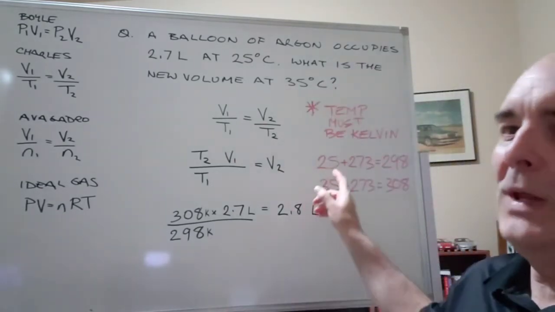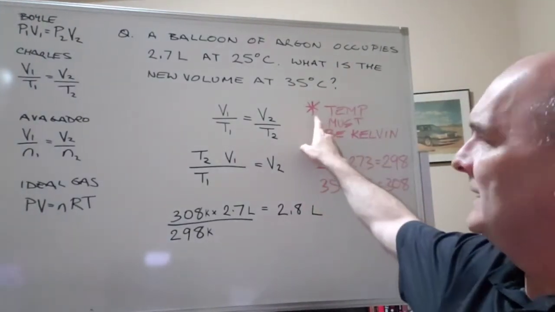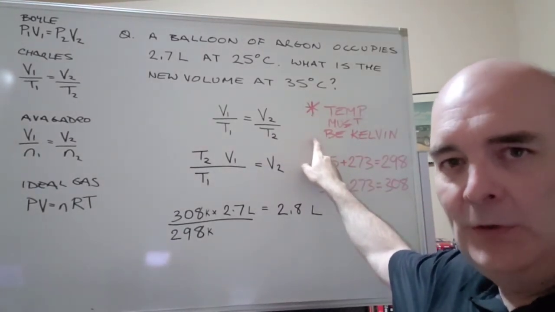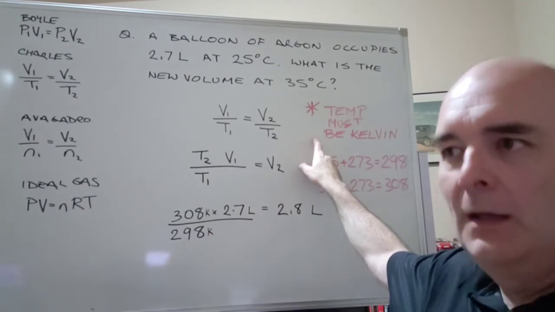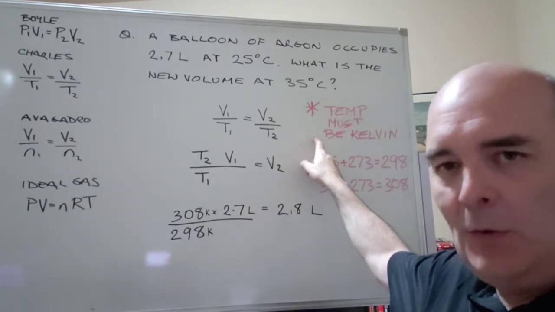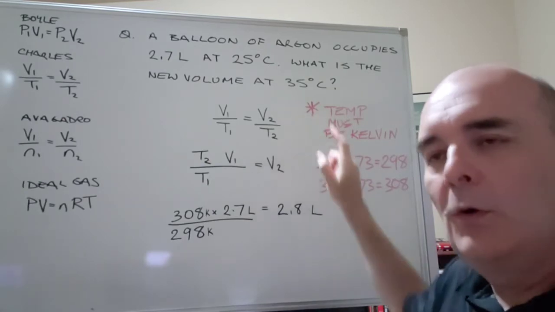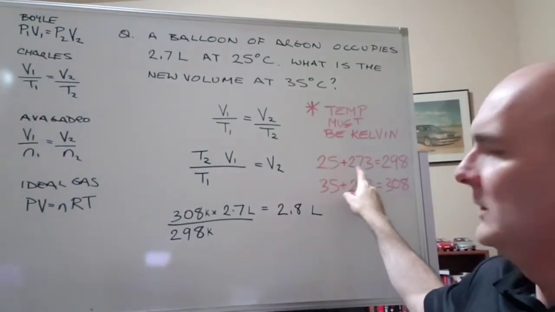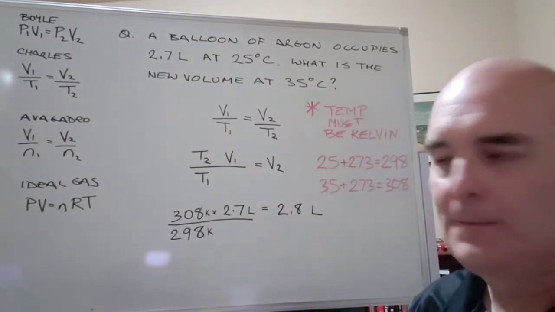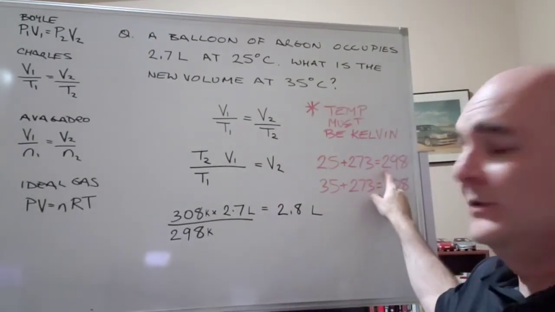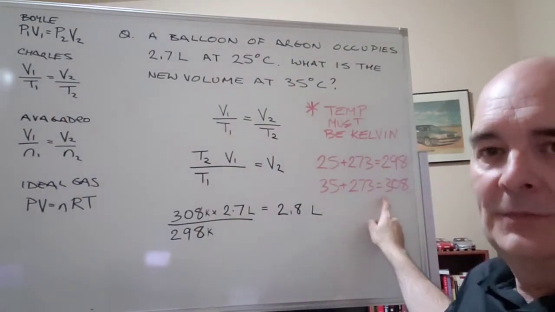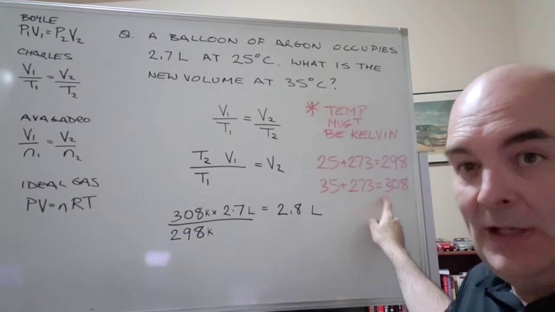So the thing that we have to do now is change our temperature. The temperature scale that we use in the gas laws is in Kelvin. 0 degrees Celsius is 273 Kelvin. So all we have to do is add 273 to both of the numbers in the question. T1 now becomes 298 and T2 now becomes 308 Kelvin.